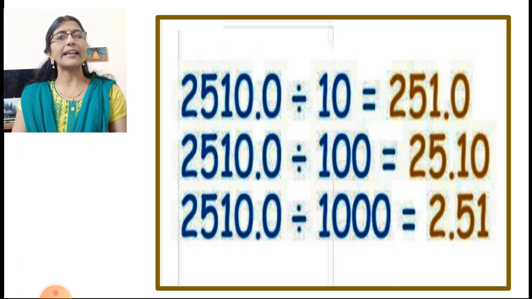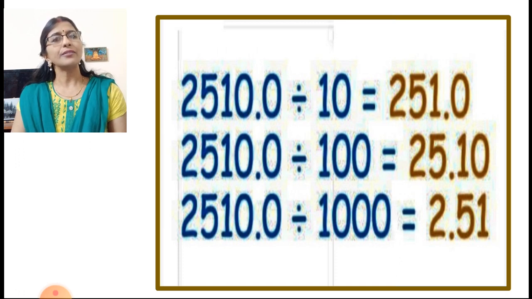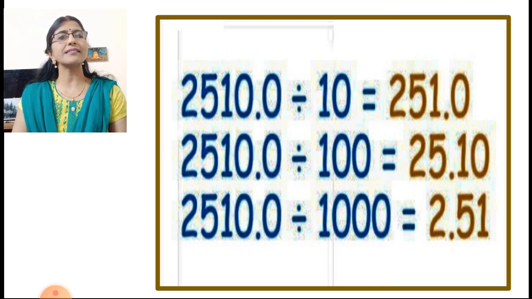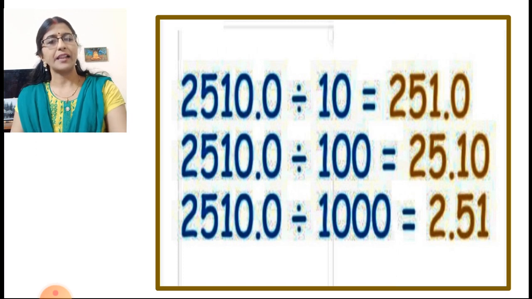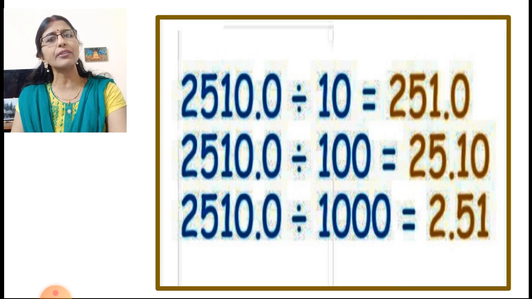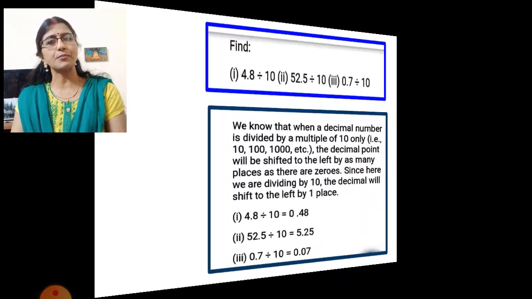Same way we will see the next one. 2510 divided by 1000. So here we are dividing it by 1000. 1000 has three 0s. So you will have to shift the decimal point to the left again by 3 places. And you will get the answer 2.51. These all are oral sums. Directly you can write down in your textbook with pencil.